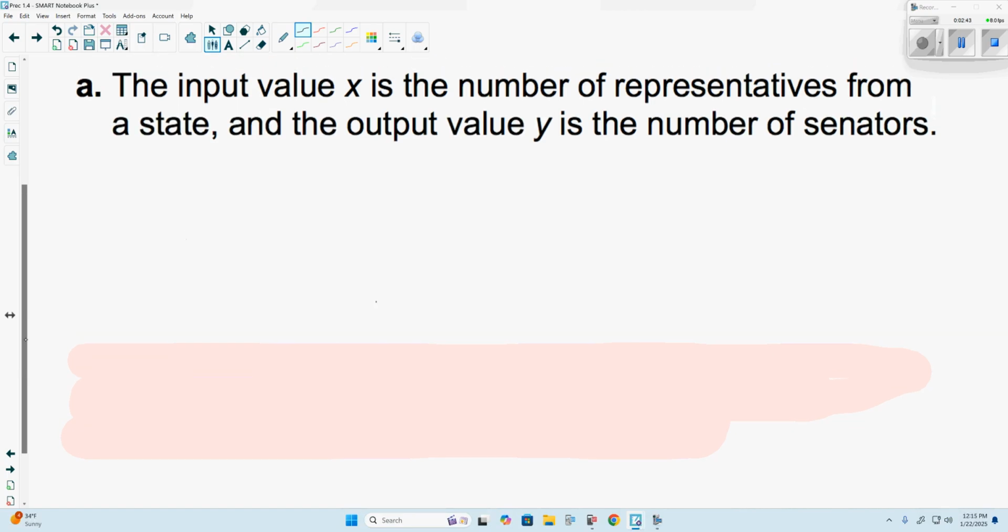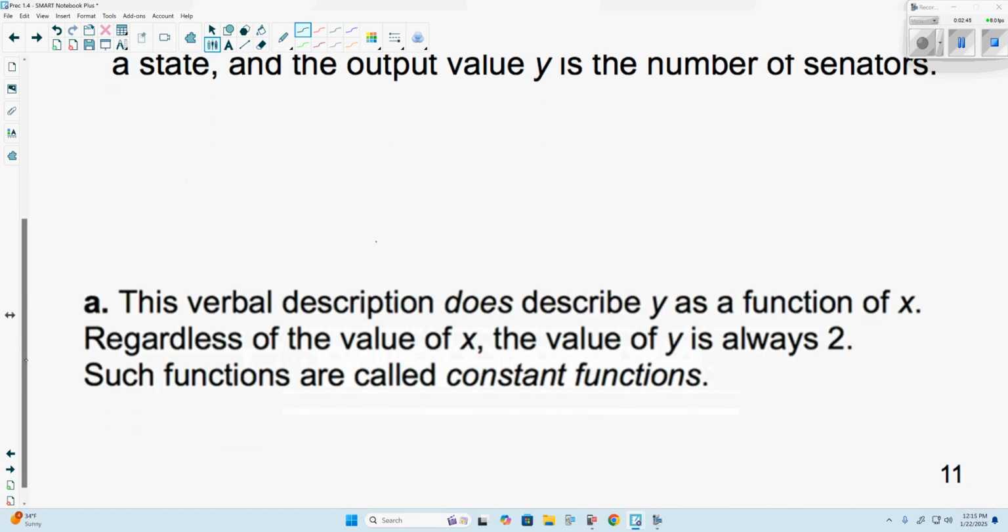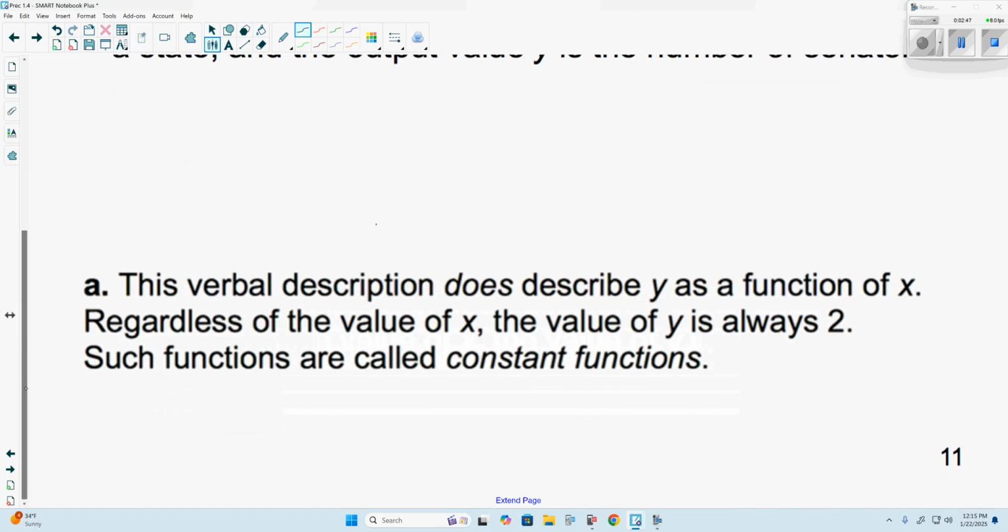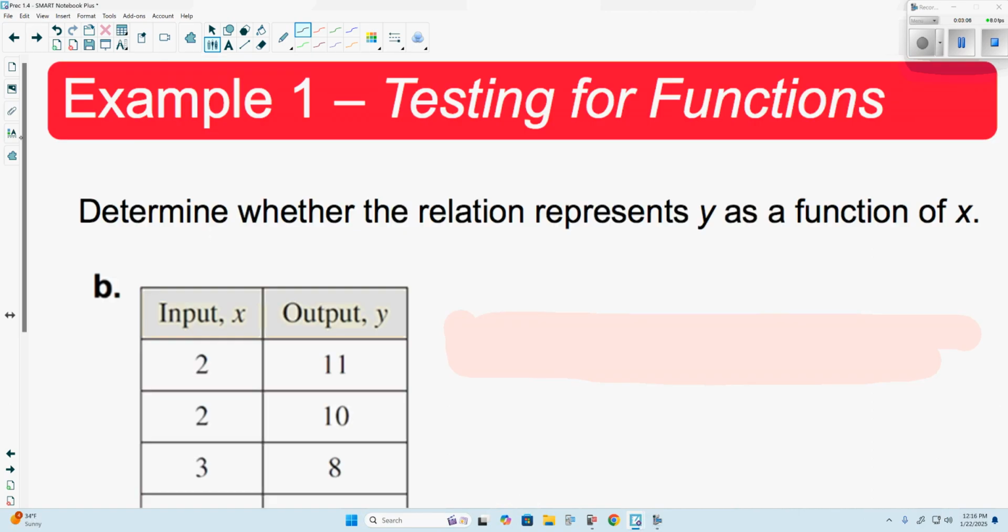Well, this verbal description does not describe y as a function of x. Regardless of the value of x, the value of y is always 2. So if we picked Oklahoma as the x, Oklahoma is going to have 2 senators. We can't have one x for 2 y values. It's not a function. Let's look at the table.